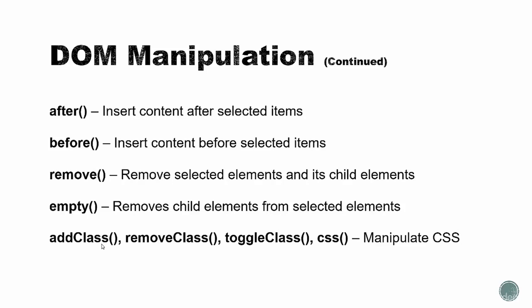Remove, which will obviously remove selected elements and all of its child elements. And then we have empty, which is a little different. It doesn't remove the actual element, but it removes all the child elements from within. And then we're also able to manipulate CSS using addClass, removeClass, toggleClass, and then css, where we can actually add real CSS styles inside of that action.